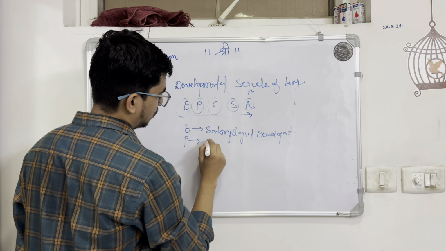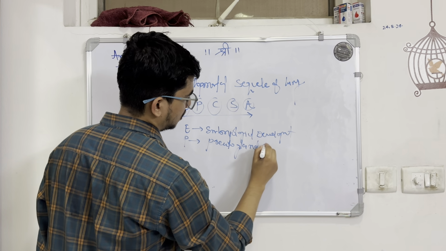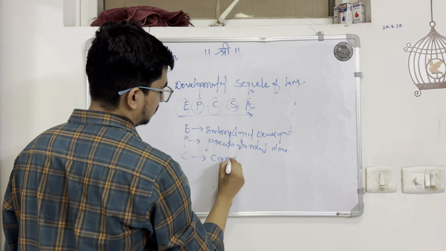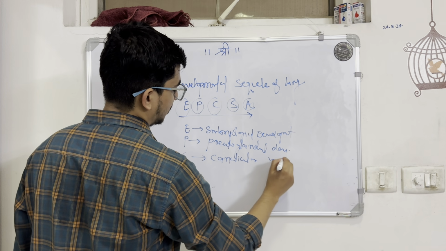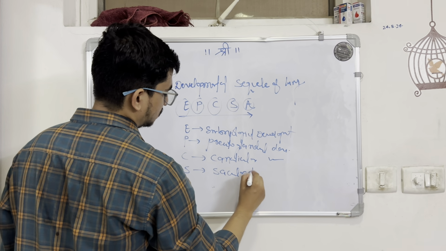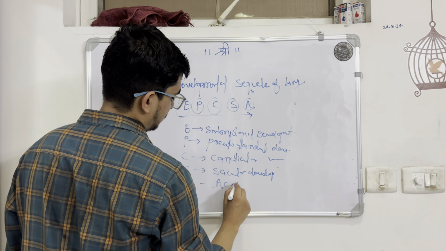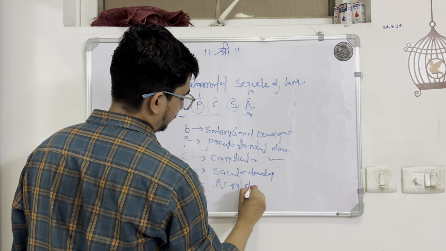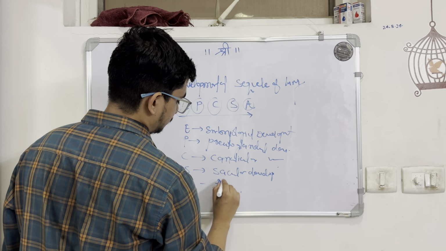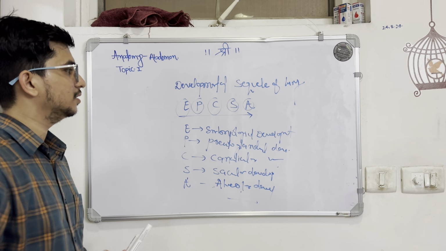P for pseudoglandular development, C for canalicular development, S for saccular development, A for acini development, alveolar development. These are the developmental sequelae of lung.